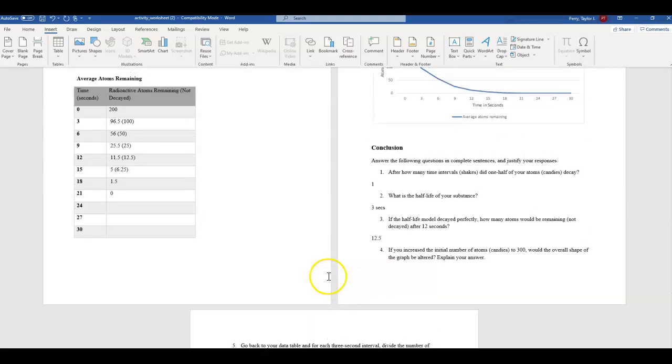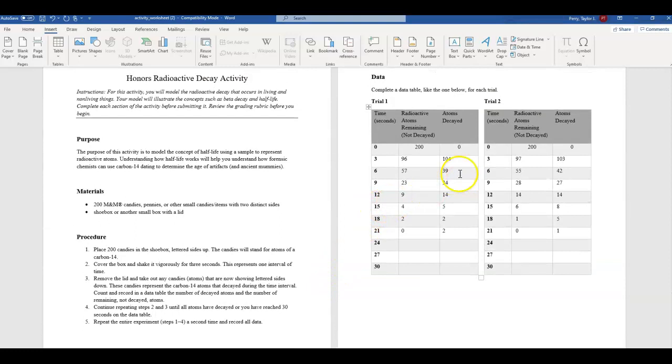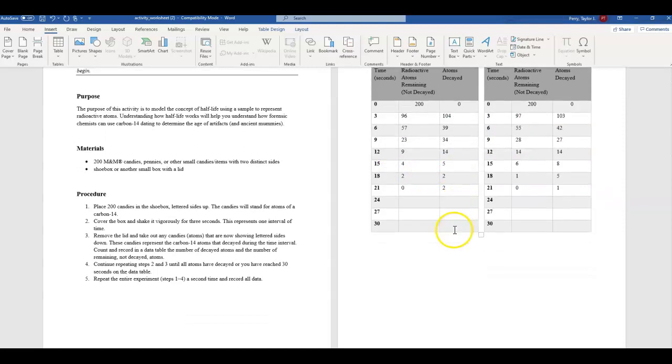Okay, so that's basically what you do. I know that sounds weird, but that is how you're going to do it. You're just going to look at the time interval you have. You're going to take the atoms decayed, and then divide it by the previous number of remaining atoms. So it'd be 104 divided by 200 times 100. Then this would be 39 divided by 96 times 100. Then it'd be 34 divided by 57 times 100, 14 divided by 23 times 100, 5 divided by 9 times 100, 2 divided by 4 times 100, and so on.